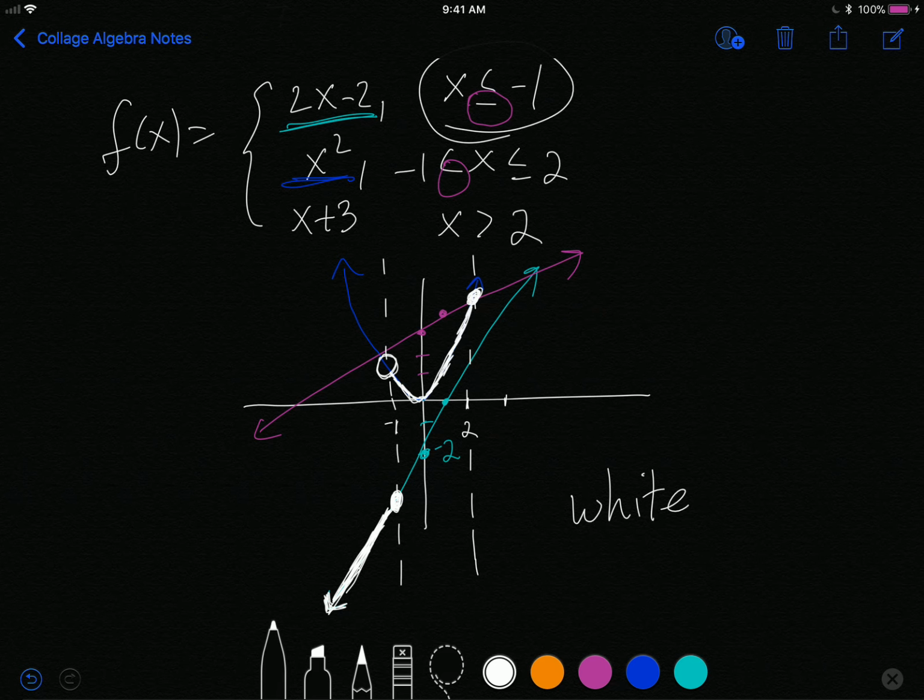As you can see, the graph is very disjointed. It has its first piece down here, but then the second piece has the parabola way up here.